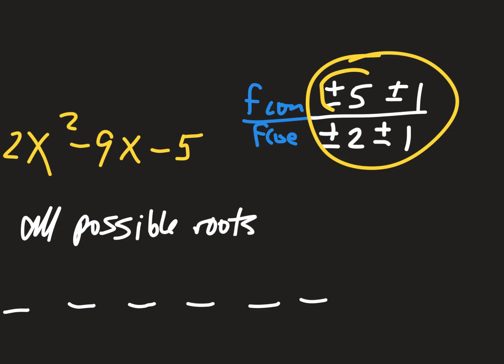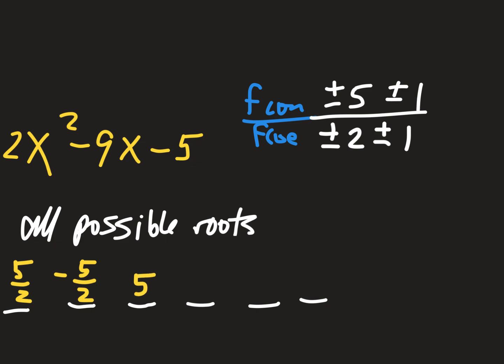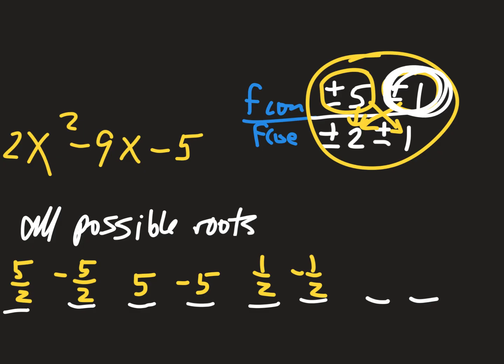Because you got to take this 5 and divide it by 2. So 5 over 2 is one of your answers. And negative 5 over 2 is one of your answers. And then you take this 5 and divide it by 1, and that's just 5. And then negative 5. And now I'm going to take my 1 and divide it by 2, and I get 1/2. And then negative 1/2. Is there any more? Yes, there is. What's the last ones? You take this and divide it by 1. And 1 divided by 1 is 1. And then, of course, negative 1. Look at that. There was 8 possible roots.